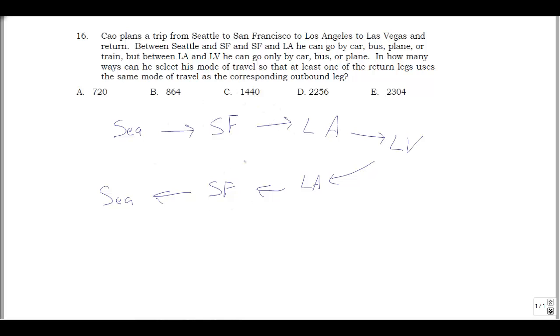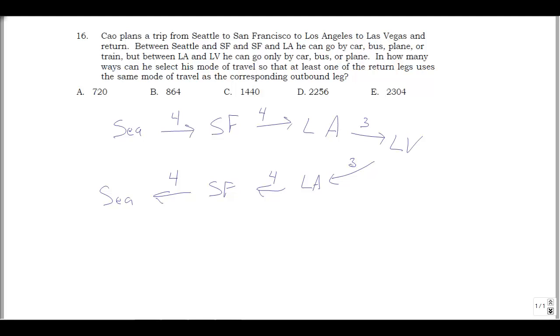And then the number of options we have is, okay, between Seattle and San Francisco and LA, that's going to be these four. Presumably both ways are the same. Go by car, bus, plane, or train. So there's four options here for each of those. But between LA and Las Vegas, he can go only by car, bus, or plane. So no train. So we get 3 each here.